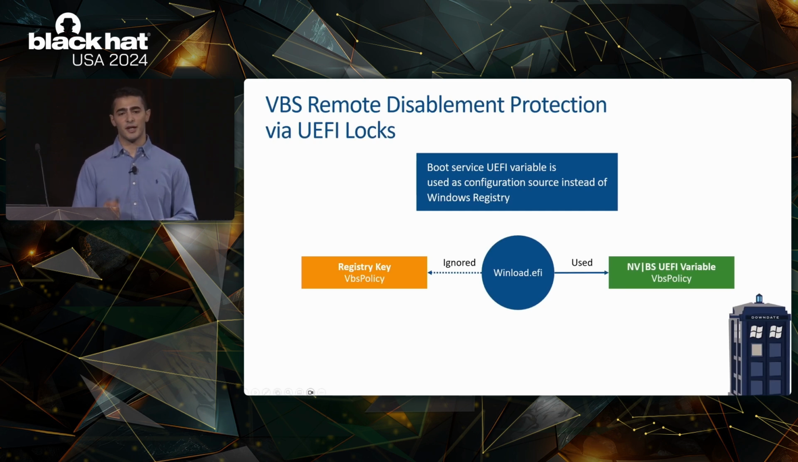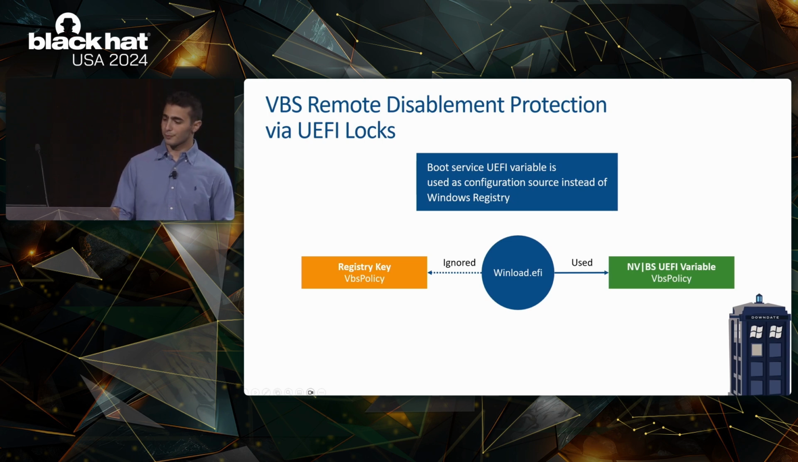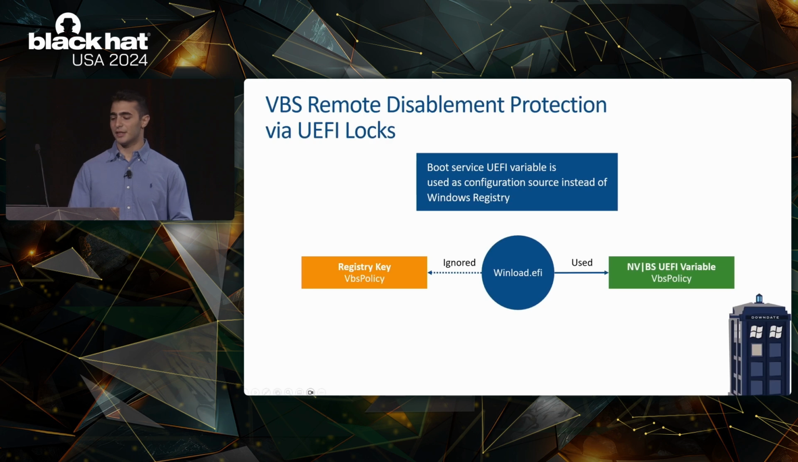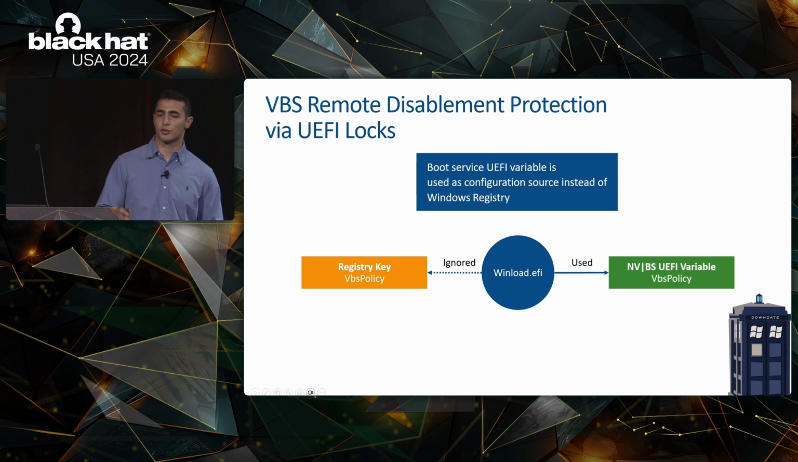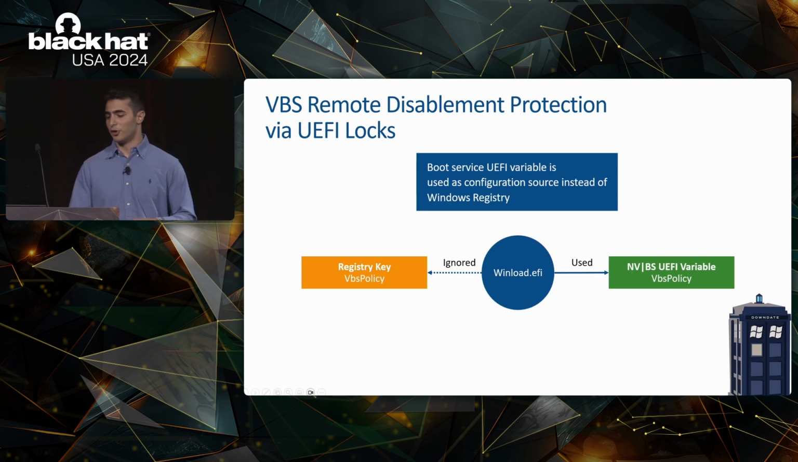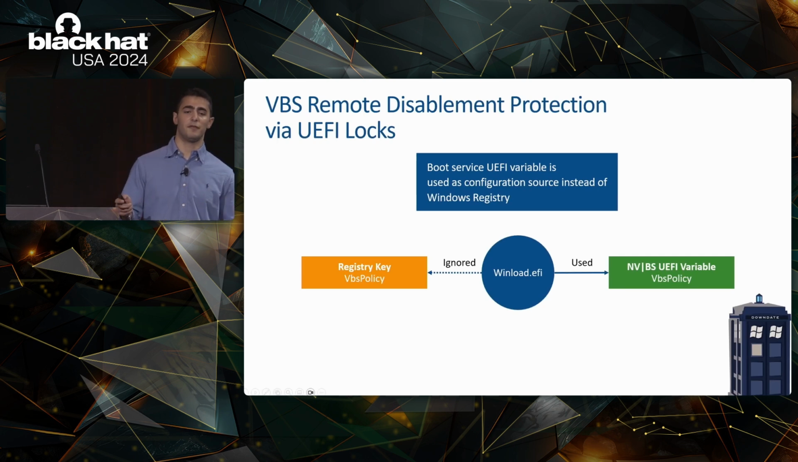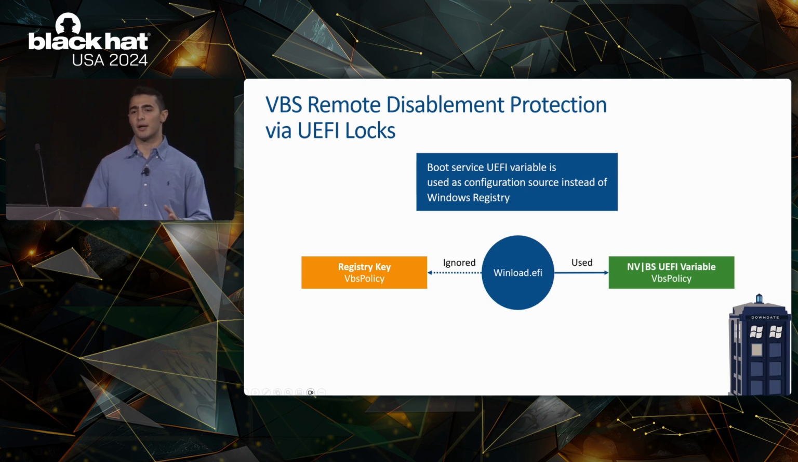The way that VBS protects against such disablements is by implementing a feature called a UEFI lock. This UEFI lock is basically a UEFI boot service variable that holds the VBS configuration. If VBS is configured with the lock, the variable is the source of configuration instead of the Windows registry, and then changing the registry will have no effect. The UEFI variable is the source of truth. And of course, the boot service variable cannot be accessed at runtime from the operating system, but only during boot. So if you think about it, this is a very simple and reliable protection.